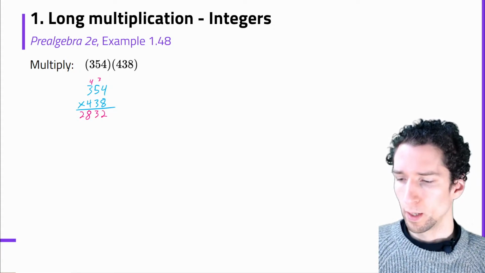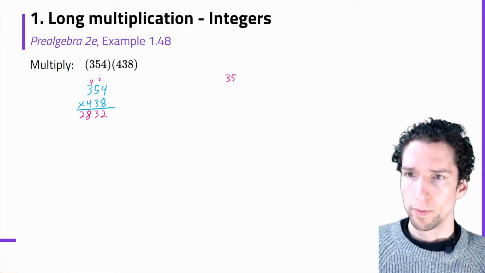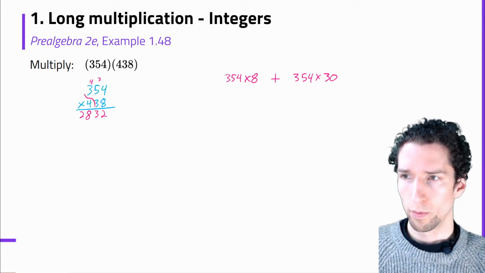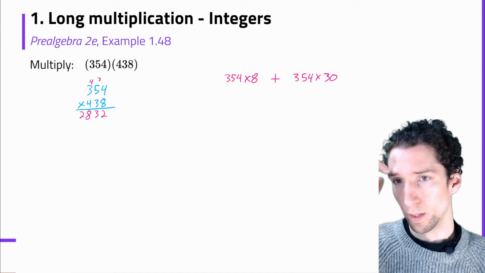And then the next thing that we are going to do, so basically we're doing 354 times 8. And then we are also going to add to that 354 times 30. That's the 3 here. It's actually a 30 because it's in the second digit position. It's in the tens position.